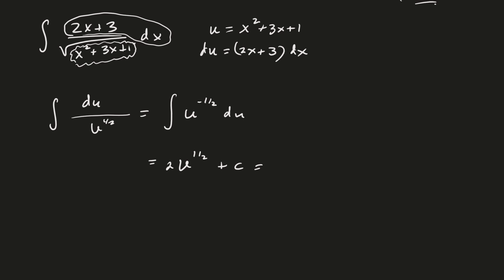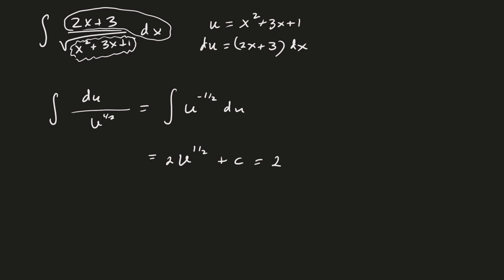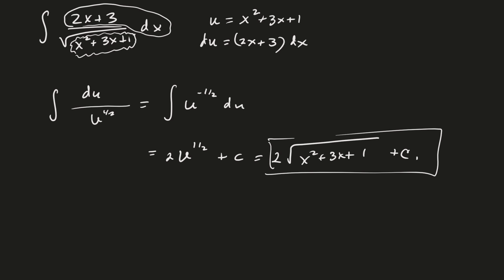Okay, so now the one thing to remember is to back substitute at the very end. So we just have 2 times the square root of x squared plus 3x plus 1 plus c. Good. So there is our answer. Notice that I had to guess what the inside function is. Sometimes it takes a couple of guesses to figure it out, but hopefully not too much more than that. Let's try another one.